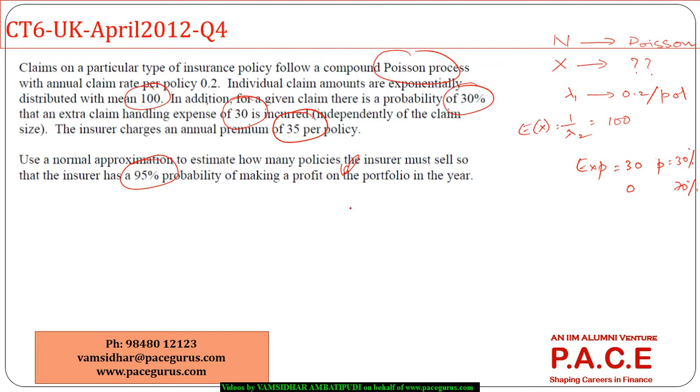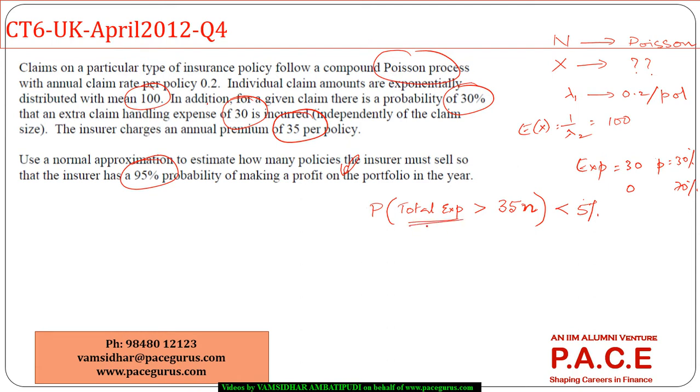So if he has to make a profit, then we need the probability that the total expenses are greater than the premium. Assuming he is selling n policies at 35 per policy, the probability that the total expenses are greater than 35n should be less than 5%. This is what I really want to find out.